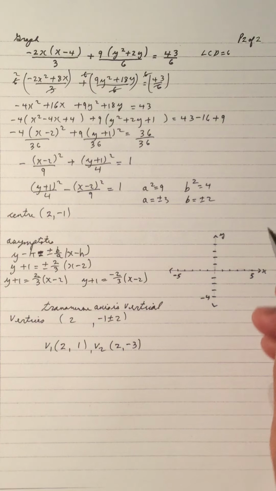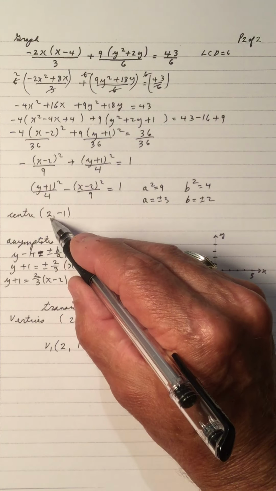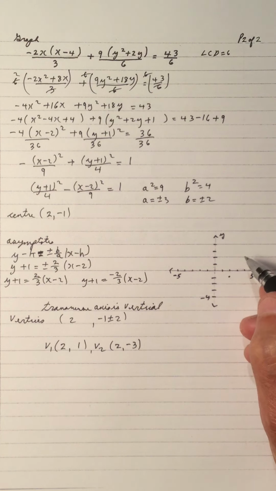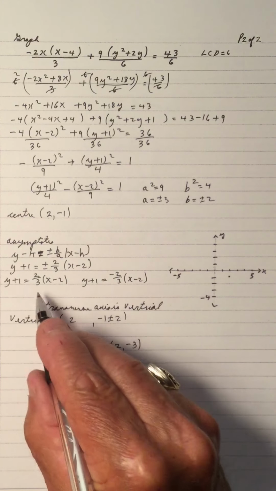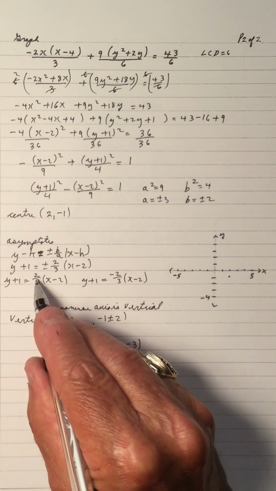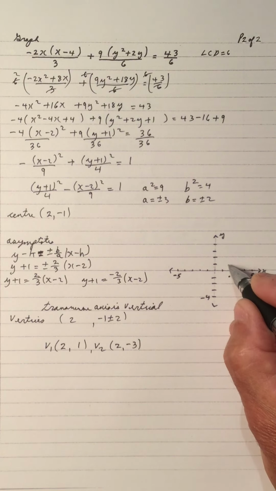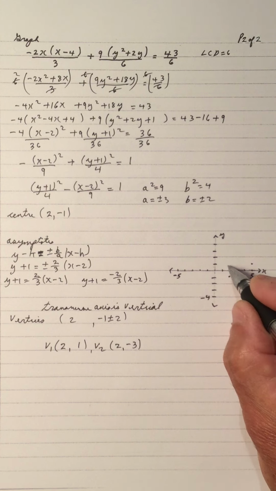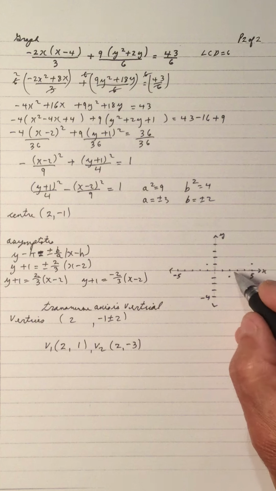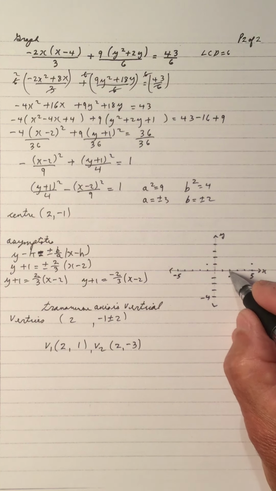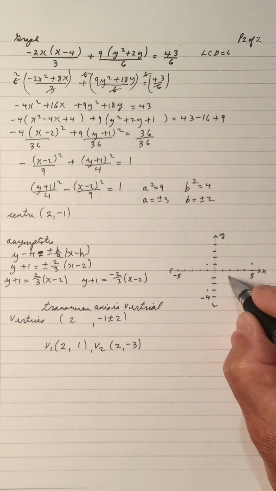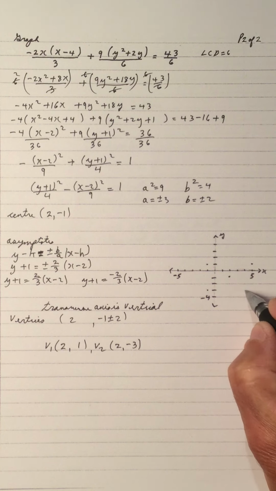So let's plot the center on a graph now. I plot the center first, 2, negative 1. X is 2, y is negative 1. And then I plot the asymptotes. From that center I'm going to go up 2, right 3. Up 2, right 3. And also I will go up 2, left 3. So this is the positive one, this is the negative one. If you want the positive slope, you go down 2, and left 3. If you want the negative slope, you go down 2, right 3.